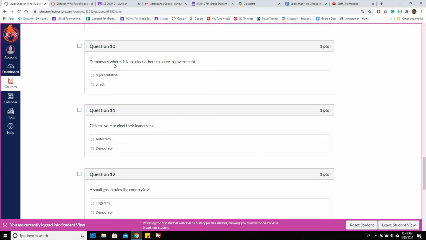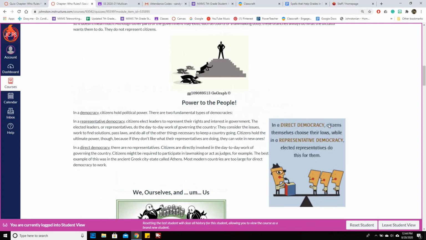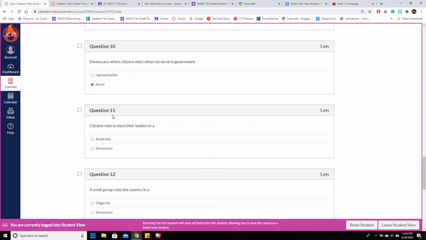10. Democracy, where citizens elect others to serve in government. Now, we had some other questions up there that dealt with this, so I could just go off of that and go with direct. I could also go in here and find where democracy is underlined and then, there's two here, decide which one it is. So, no, representative. So democracy, where it is representative.